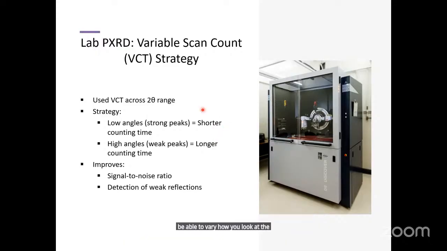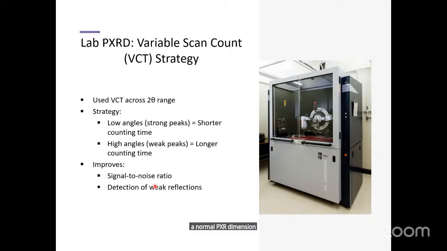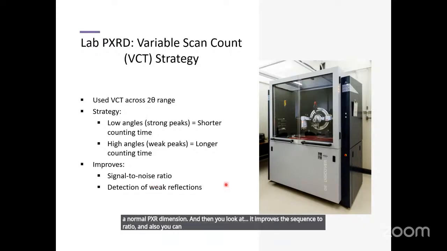So one of the cool things about the D8 Advance machine is that you can do variable scan count. So at higher angles, you just count longer, and at lower angles, you count for a shorter time like you would on a normal PXRD machine. And then it improves the signal to noise ratio, and also you can detect weaker reflections.